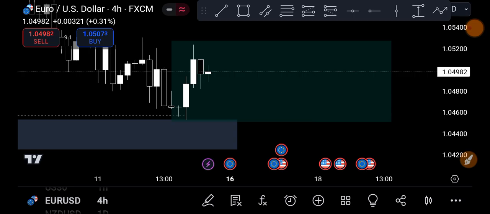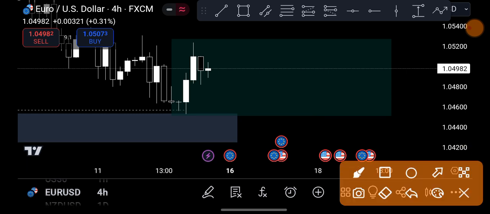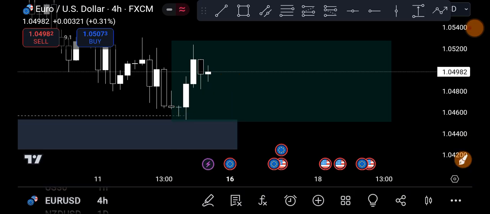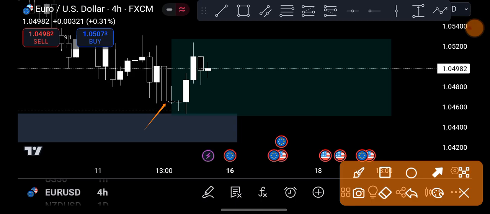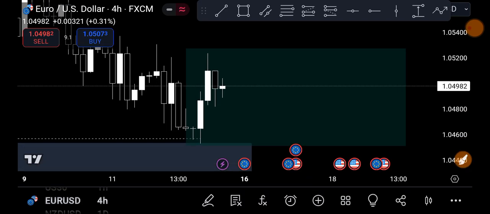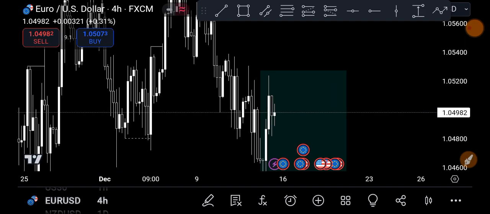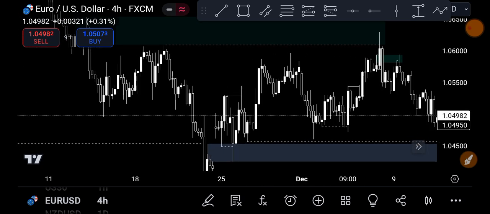So now we are going to count the number of candles right here. We have 1, 2, 3, 4, 5, and then 6, if you can see this one. So we count from here: 1, 2, 3, 4, 5, 6. Do you guys understand it? So we have the 4 hourly candle. Every individual candle that is here represents 4 hours.